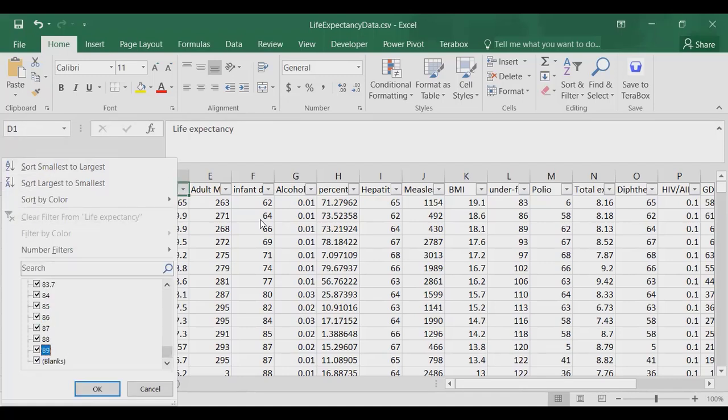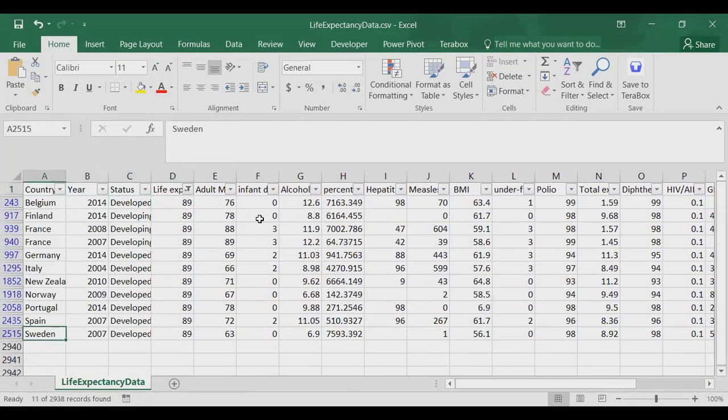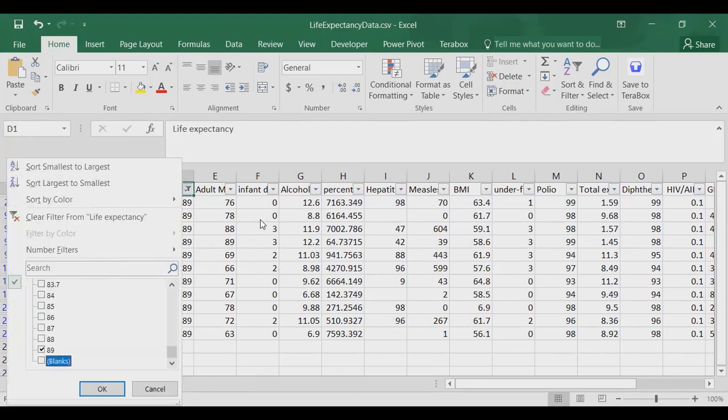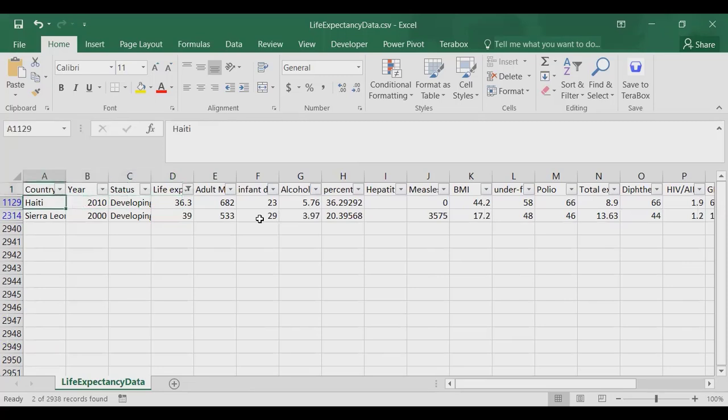For example, if you take 89 years, which country? Let's look here: 89, 88. France, Belgium and Germany have better life expectancy, up to 89 years. At the very low end, for example 36 or 39, mostly below 40, there are some countries like Haiti and Sierra Leone. These are the countries with the lowest life expectancy, and because of various reasons we can't say why their life expectancy is only 36 or 40 years.